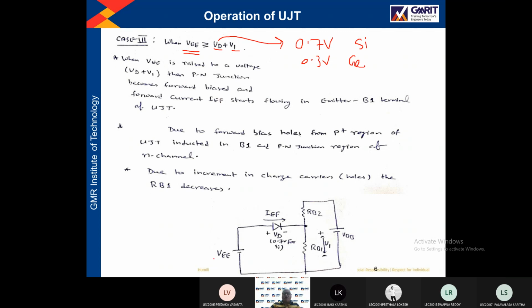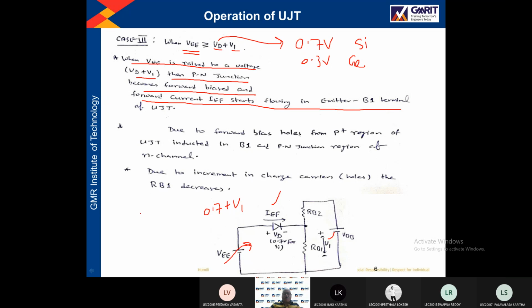Potential barrier. So if the value of this VEE is greater than 0.7, we are talking about silicon, plus V1, this is V1, right? If it is greater than this, then what will happen? This diode will become forward biased. And once the diode becomes forward biased, see here, when VEE is raised to a voltage VD plus V1, then the PN junction becomes forward biased and forward current IEF starts flowing in the emitter B1 terminal.